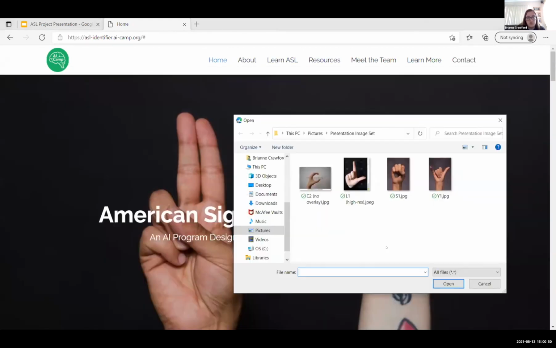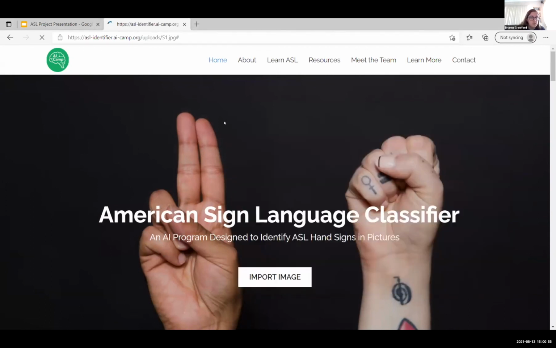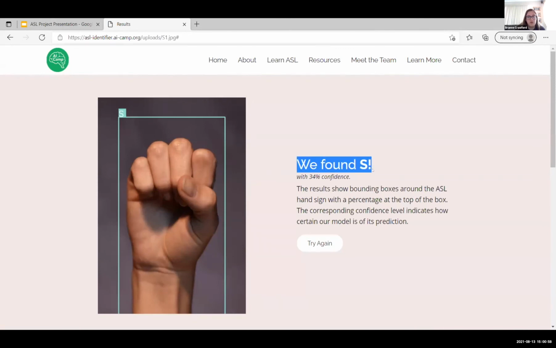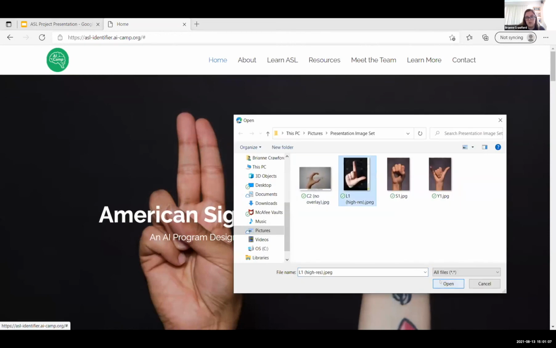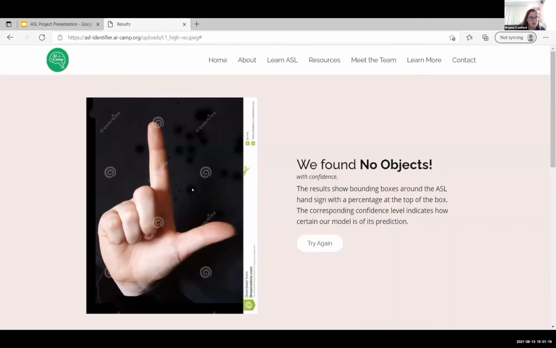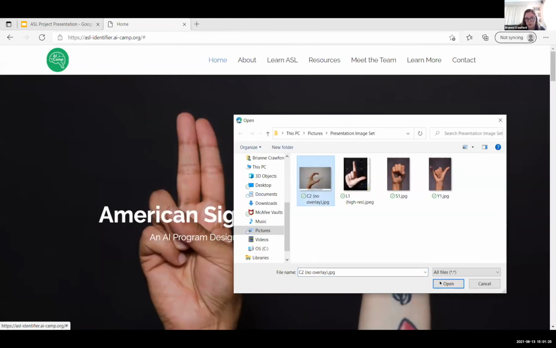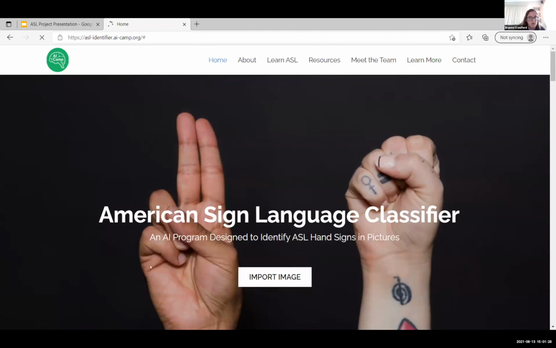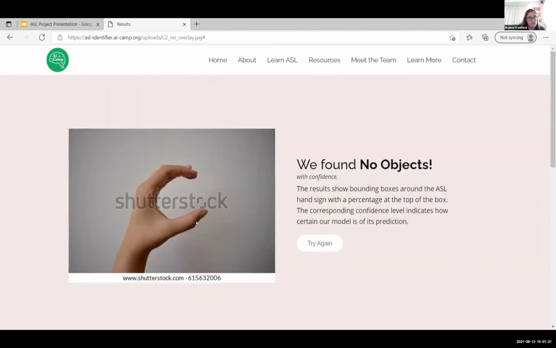So for importing your images, you can choose whatever image you want, and it'll process it, bring you to the results page, and it'll tell you what letter it found, S, which is right, and it had 34% confidence. You can see the bounding box around it. So we did have some problems, like high resolution or any overlays over the hands will make it so it won't really detect anything. If you have high resolution or big pictures, because our pictures were also fairly small, any large files don't really work well. You can see that it doesn't find any objects with these types of ones.